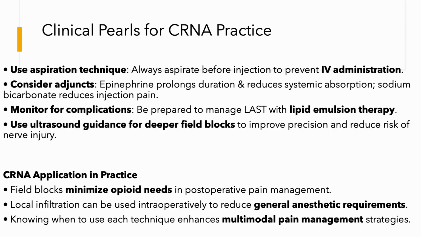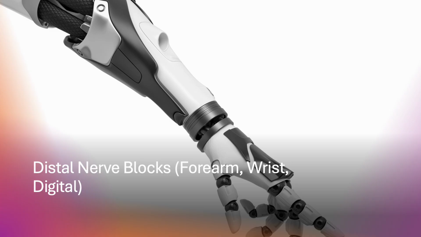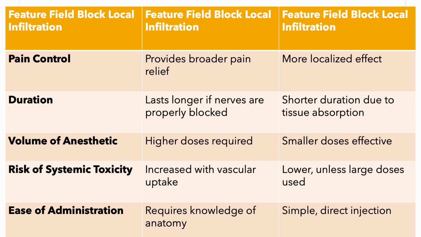But as we all have probably seen clinically, these field blocks help minimize opioid needs. They're going to reduce our general anesthetic requirements. And they're also going to enhance our multimodal pain management strategies. All right, let's talk a little bit about distal nerve blocks: the forearm, wrist, and some digital nerve blocks.